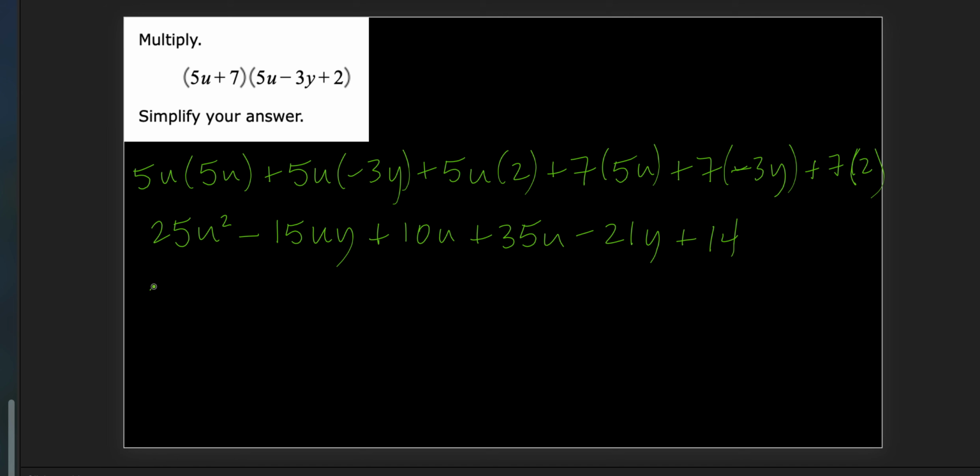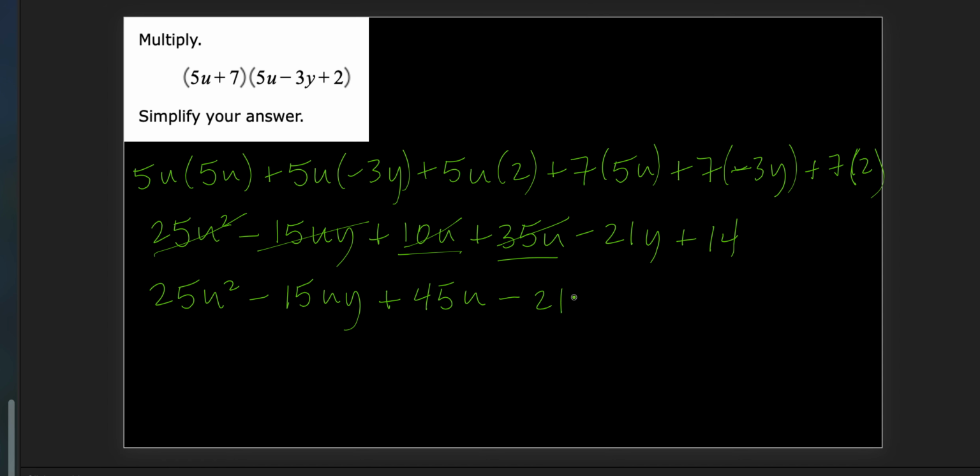So now I look for like terms. Looks like the u squared term here is by itself. I have a uy term here by itself. Looks like these are alike, so 10u plus 35u is 45u. And then these two terms, minus 21y plus 14. And that is the answer for that.